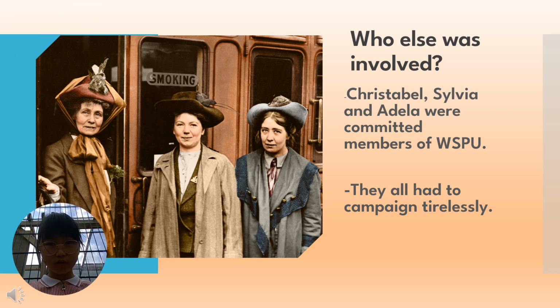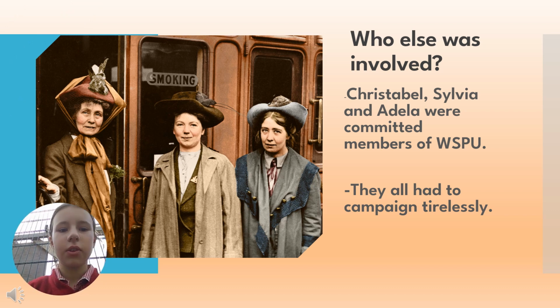Who else was involved? Christabel, Sylvia and Adela, Emmeline's daughters, were also committed members of the WSPU. They were determined to win the right to vote, and even if it got really difficult, they had to campaign tirelessly and sometimes violently to win their aims, such as smashing windows and insulting police officers.